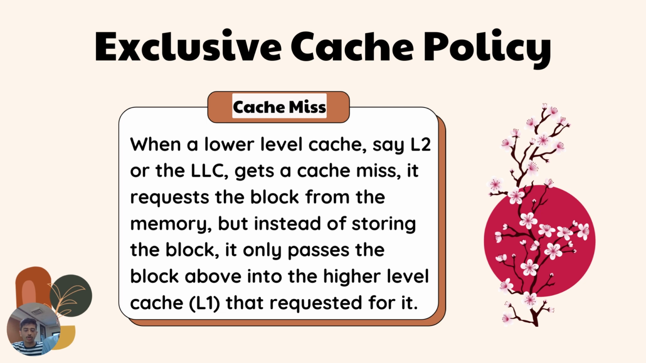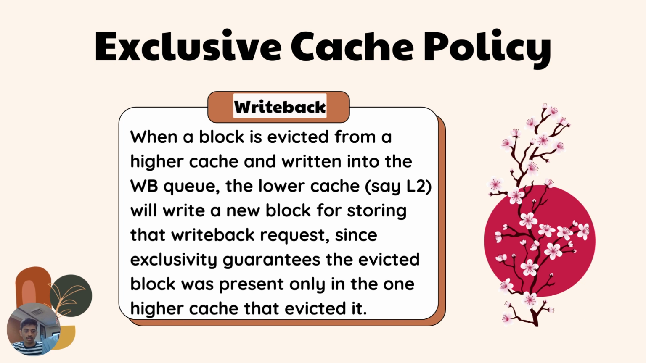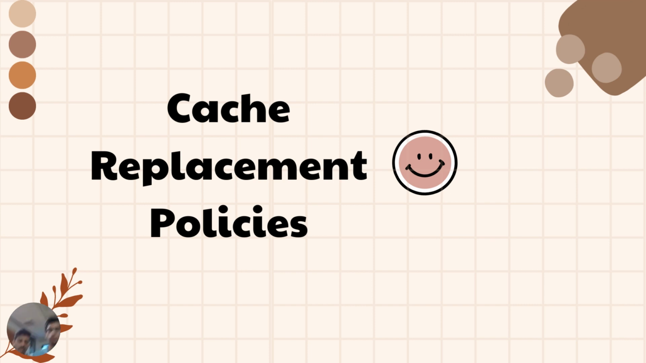The other thing is when a lower level cache, for example L2, gets a cache miss, it requests the memory from the DRAM or the main memory. And instead of storing the block, it just passes it to the higher level cache. And this is the write back. So yeah, that takes care of the hierarchies.